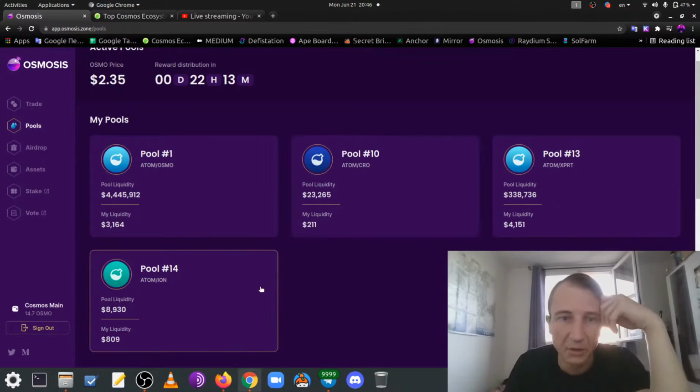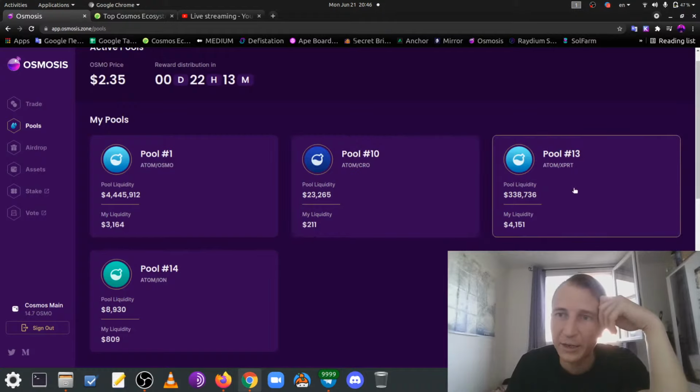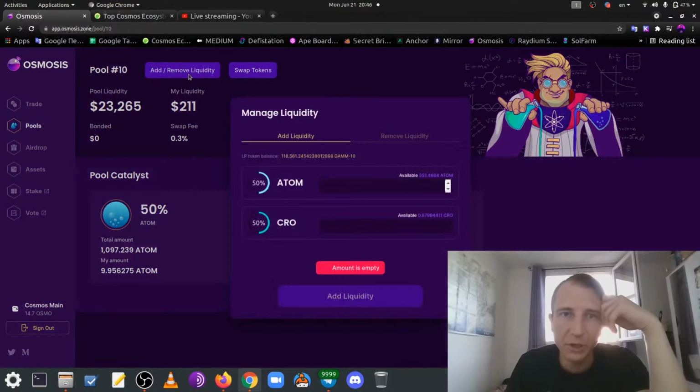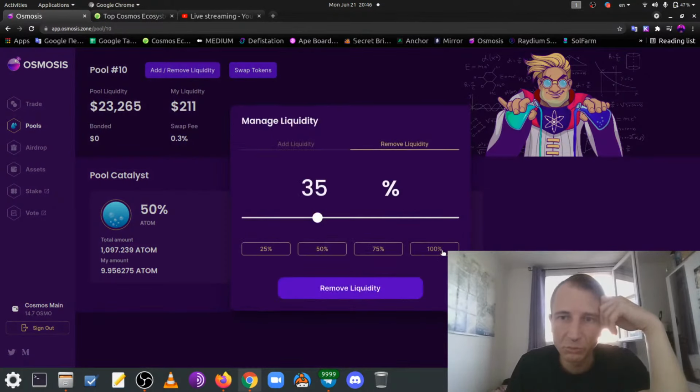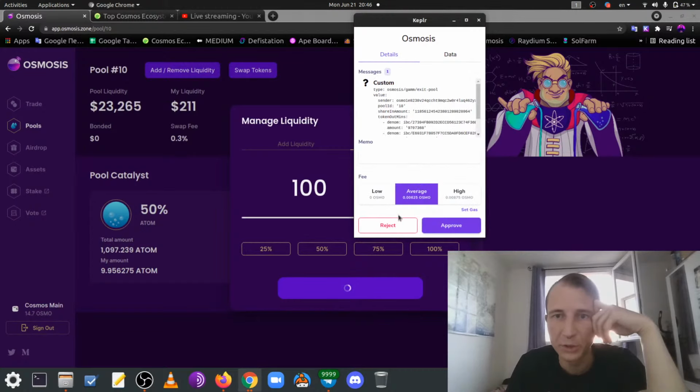And I can look that here I have Atom and Ion, Atom and Osmo, Atom and Crow, and Atom XPRT. Okay, here is not so many. I will remove liquidity to have some funds to trade and to show you how to do it.